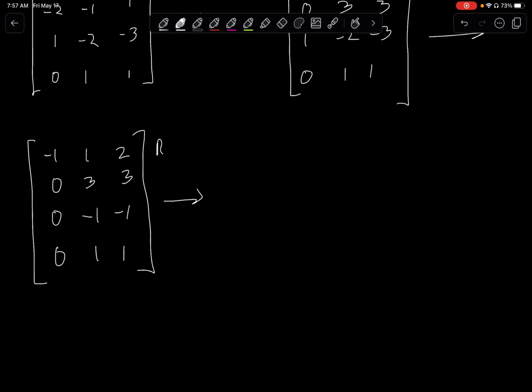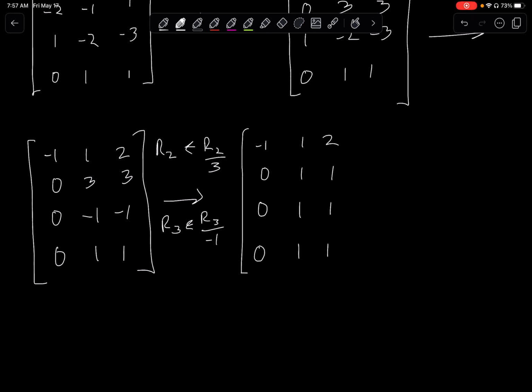So if I take row 2 and say it's equal to row 2 divided by 3, and I also take row 3 here divided by -1, then what's my resulting matrix? I get -1, 1, 2, and then 0, and then divided by 3, right? Divided by 3. Then over here, divided by -1, and then here it's unchanged, right? So now it should be pretty easy to get some zeros in here, and even in here, right?